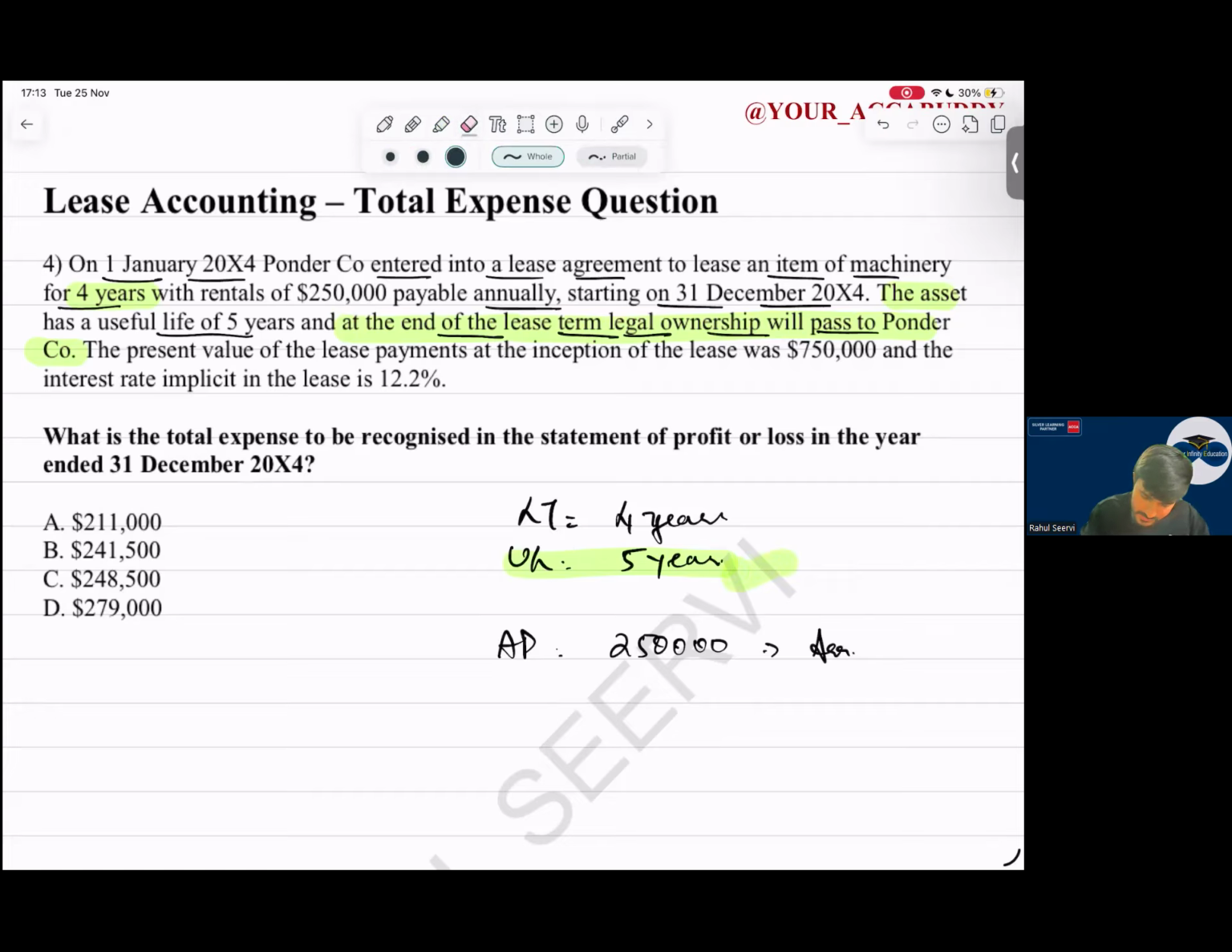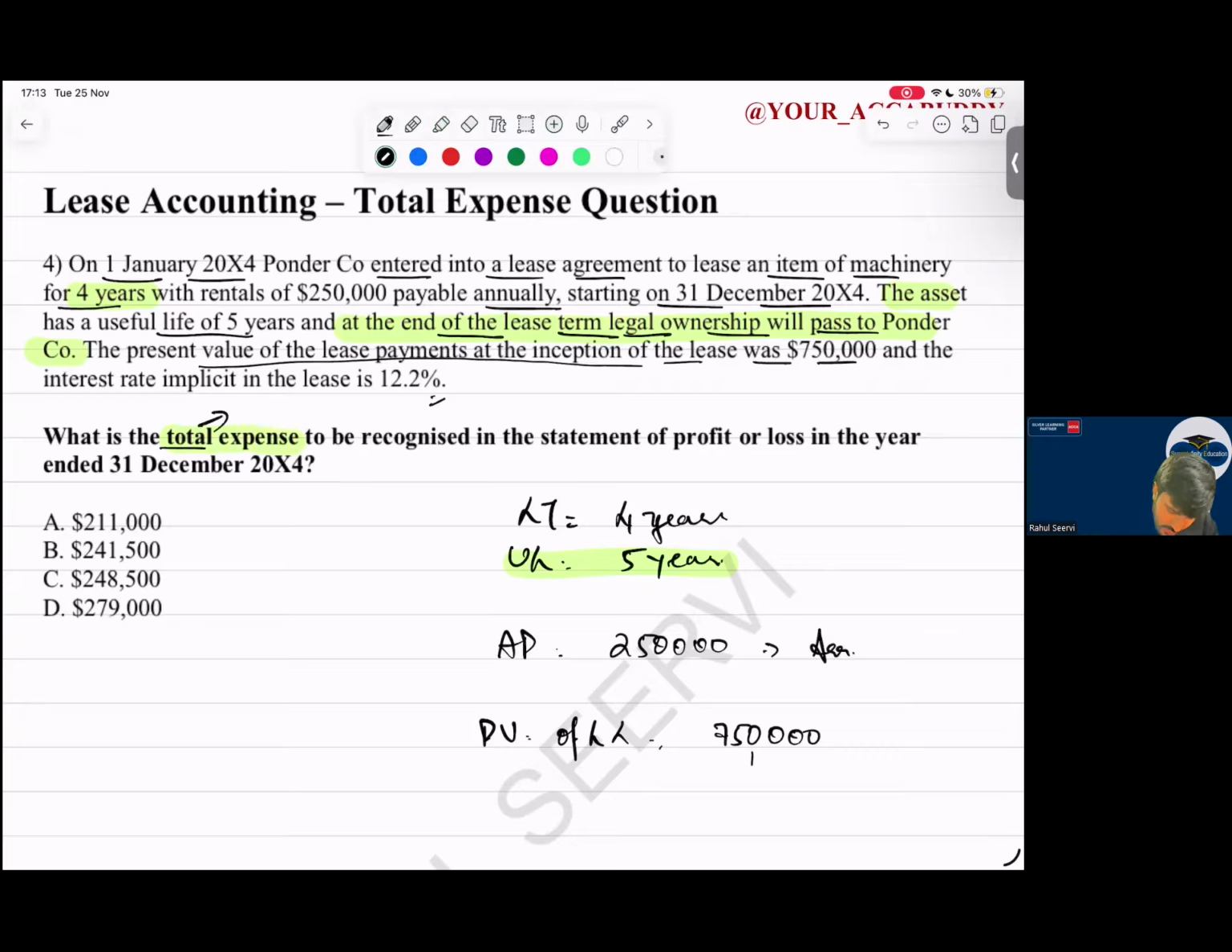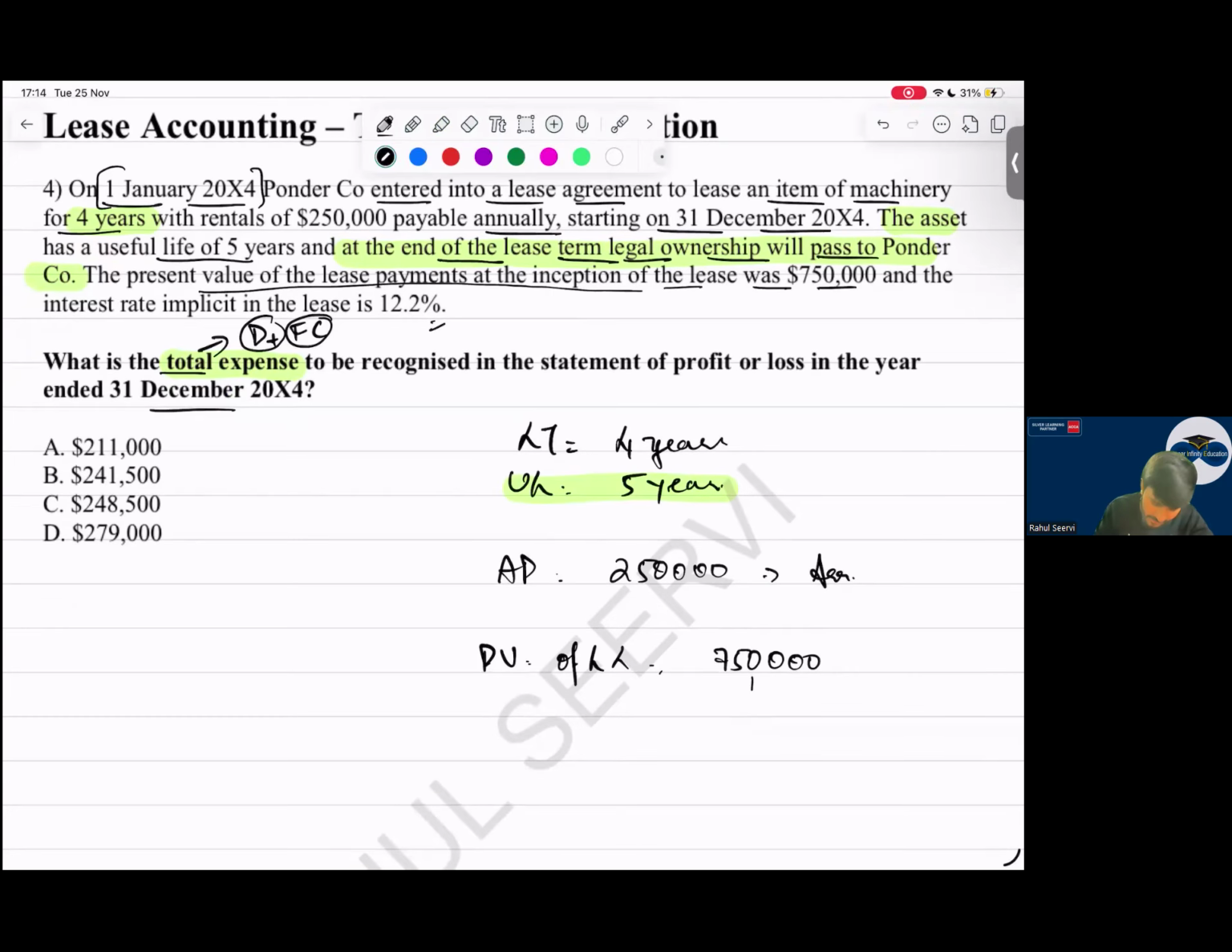The next one, the present value of the lease payment at the inception of the lease was $750,000, and the implicit interest rate is 12.2. Then what is the total expense? Whenever the term total is used, depreciation plus finance cost, both come together in the P&L for the year ended. So it's a full year, it's not a mid year.